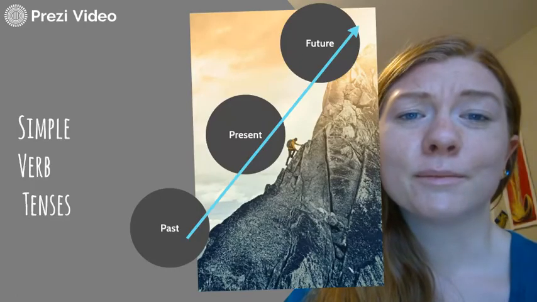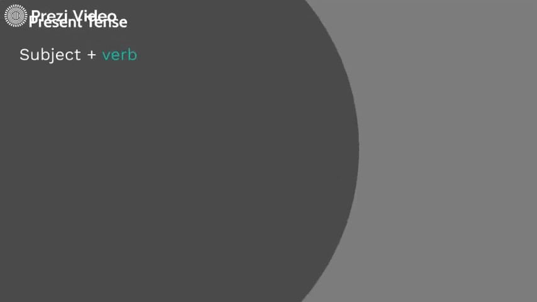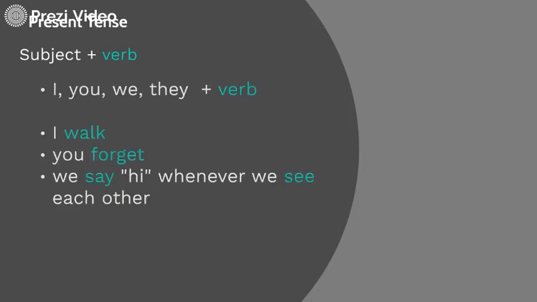So let's start with the present. In the present tense, you have the subject and the verb. For example, I, you, we, or they are some examples of subjects. I being the singular first person, you, that could be singular or multiple of you, we, they, those are examples of subjects, and then whatever the verb is in the most simple form. So I walk, you forget, we say hi whenever we see each other. Basically, it's the subject and then the verb.